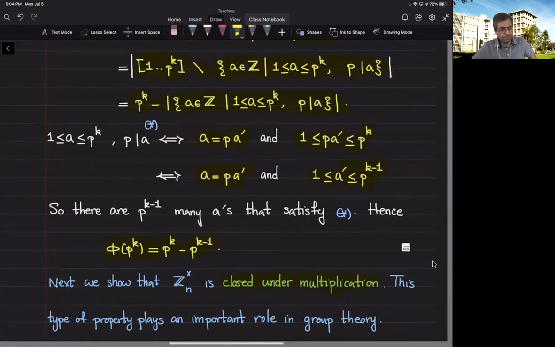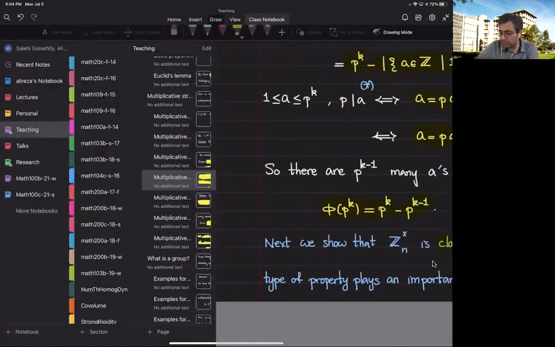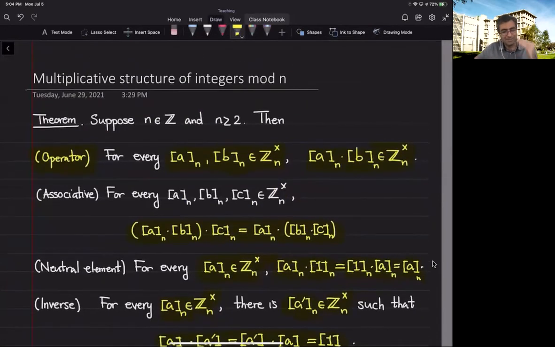Now we end this video by summarizing algebraic properties of the set of units of integers modulo n. In particular, we show that this set is closed under multiplication. This type of property plays an important role in group theory and later in this course. So let's summarize basic properties of the set of units of integers modulo n.